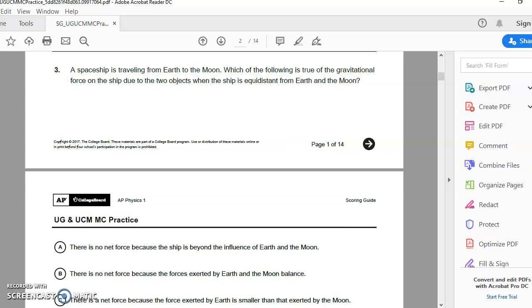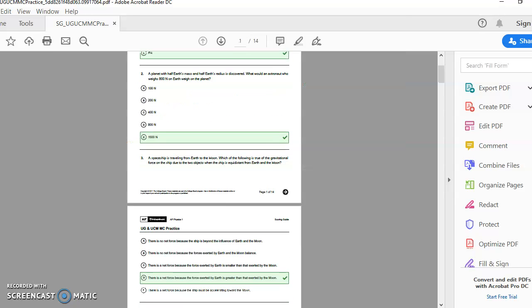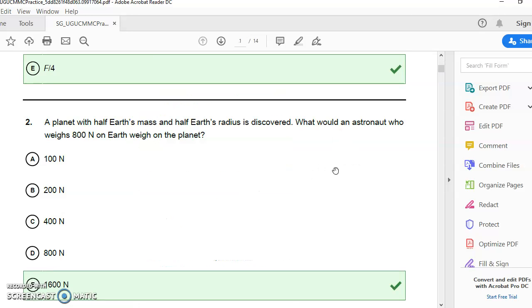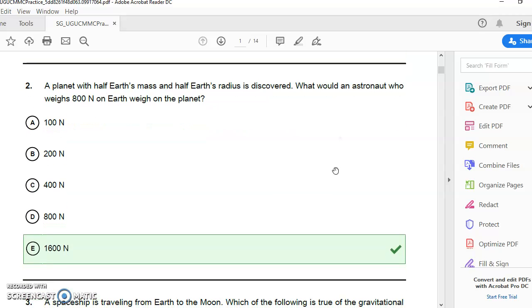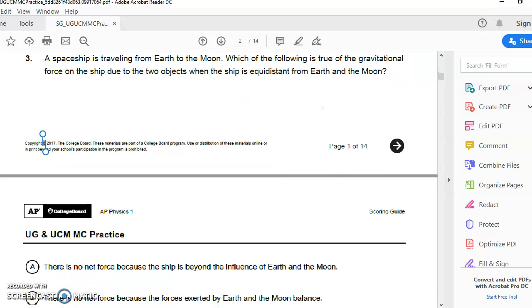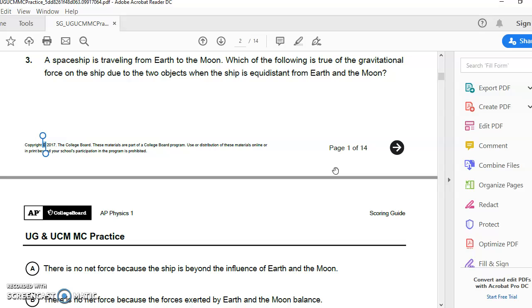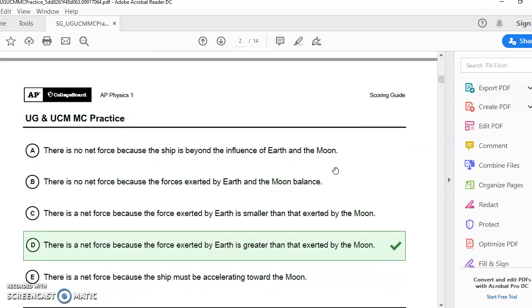A spaceship is traveling from Earth to the Moon. Which of the following is true of the gravitational force on the ship if the two objects on the ship are equidistant from the Earth and the Moon? If they're equidistant, you need to understand that the strength of the Earth's field is going to be bigger than the Moon's field, just because the mass of the Earth is much greater, even though the distance is the same. So there has to be a net force.